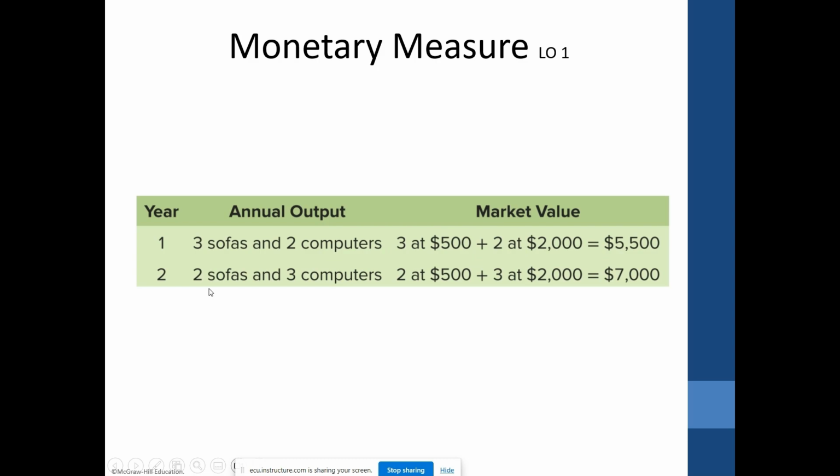$5,500. Next year, the economy decreased the production of sofas from 3 to 2, and computer production increased. We can, of course, not add 2 to 3 and get 5, which doesn't tell us anything. Again, we use 2 sofas multiplied by the price of sofas, plus 3 computers multiplied by the price of computers, and get our GDP. Now we can compare the GDP in year 1 against year 2 in its monetary value.